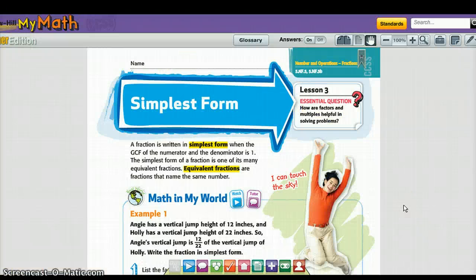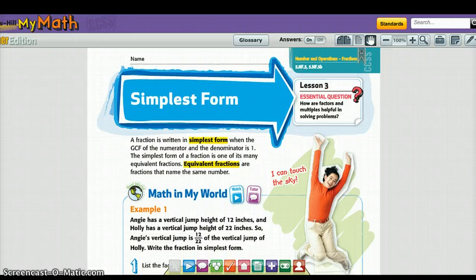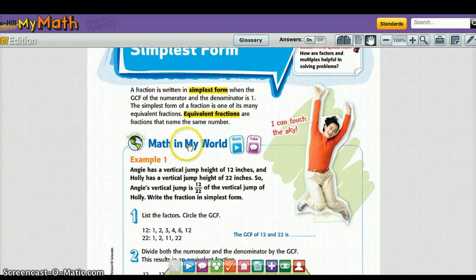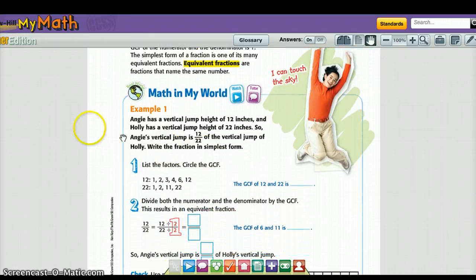Alright, let's take a look at this in your book. I'm on page 563. So, like that video just said, we can use greatest common factor, like we did in the last lesson, to help us with simplest form. So here's a problem: Angie has a vertical jump height of 12 inches. Holly has a vertical jump height of 22 inches. So, Angie's vertical jump is 12 22nds of the vertical jump of Holly. Write this fraction in simplest form.